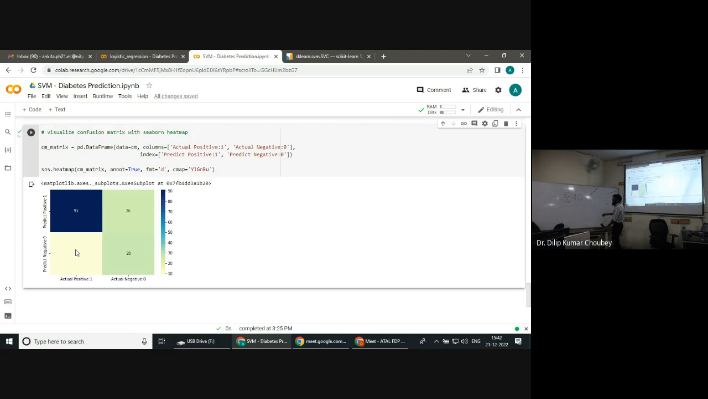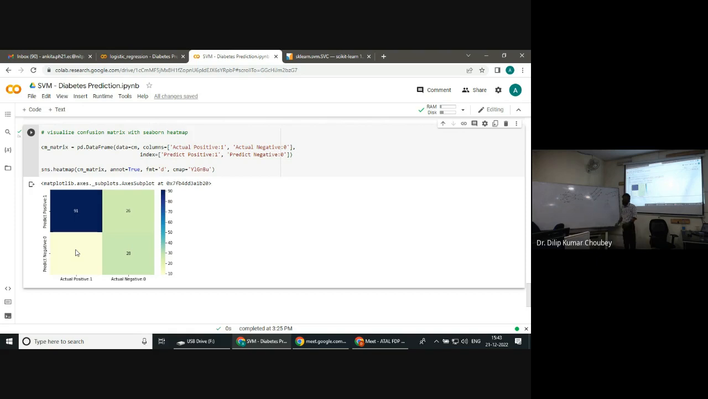Similarly, at node 2, it will be phi of V2, which is equal to phi of W12 x1 plus W22 x2. Wait a minute, what am I doing, this should be 12. And then at node 3 it will be phi of W31 x1 plus W32 x2.